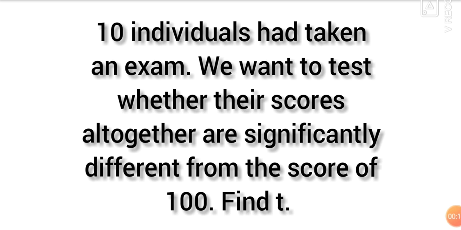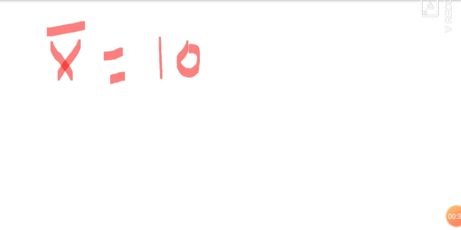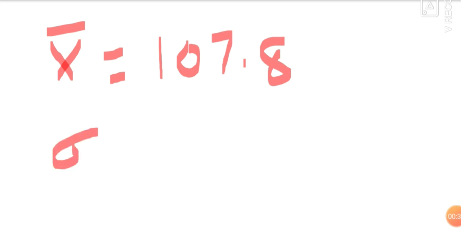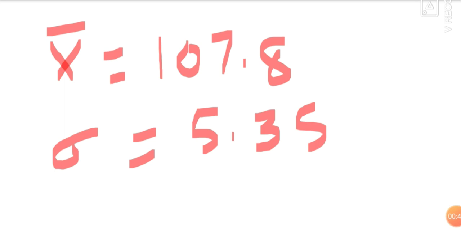So the question is, 10 individuals had taken an exam. We want to test whether their scores altogether are significantly different from the score of 100. Here we need to find the value of t, and it is given that x bar is equal to 107.8 and sigma is 5.35. Here we need to find the value of t.